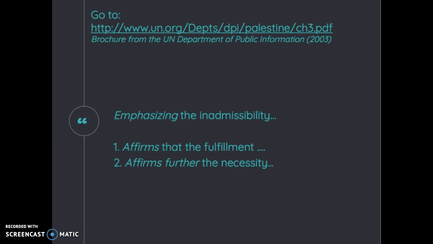That isn't new to Resolution 242. That idea had really been growing in international diplomacy since the 1920s, but it's stated very clearly here that it's not okay to get territory through war.